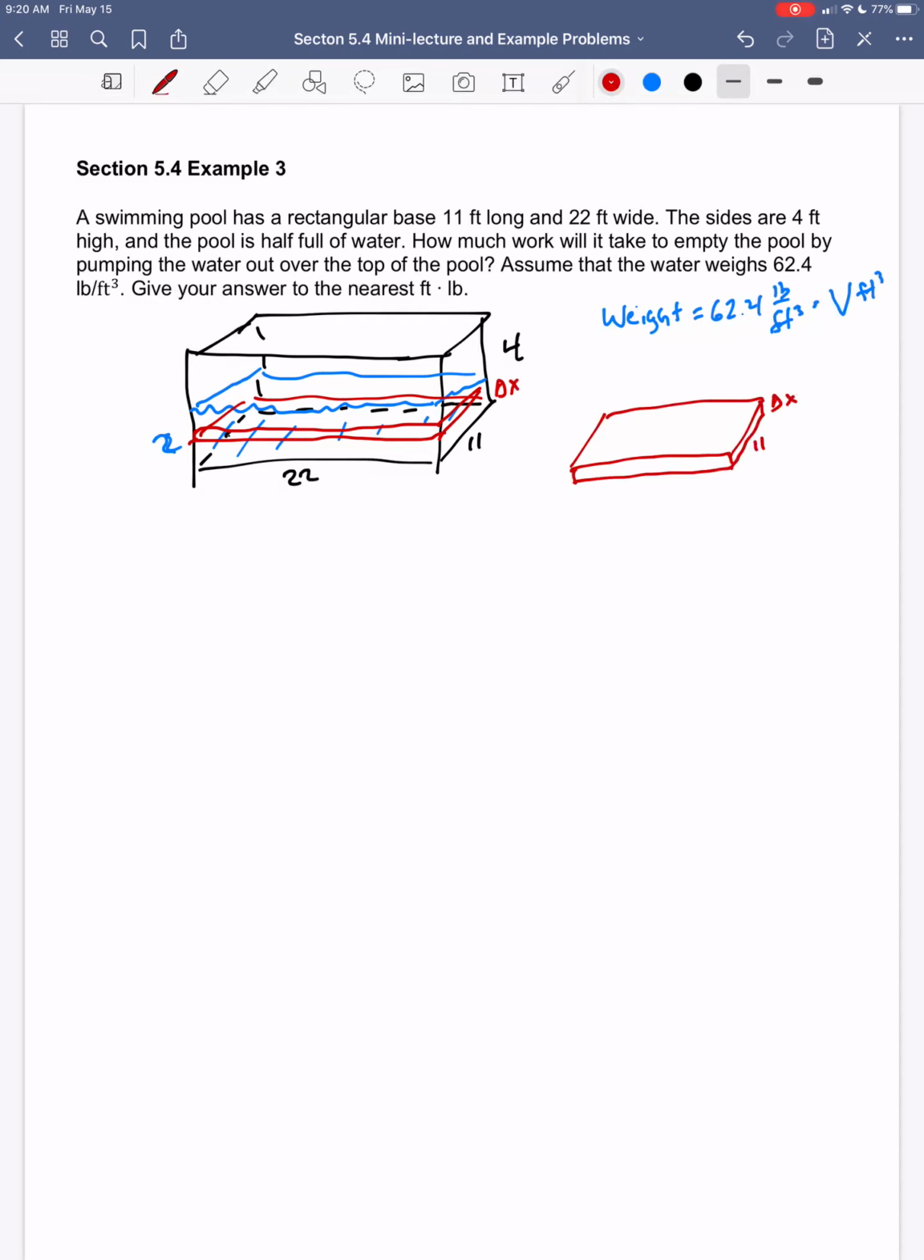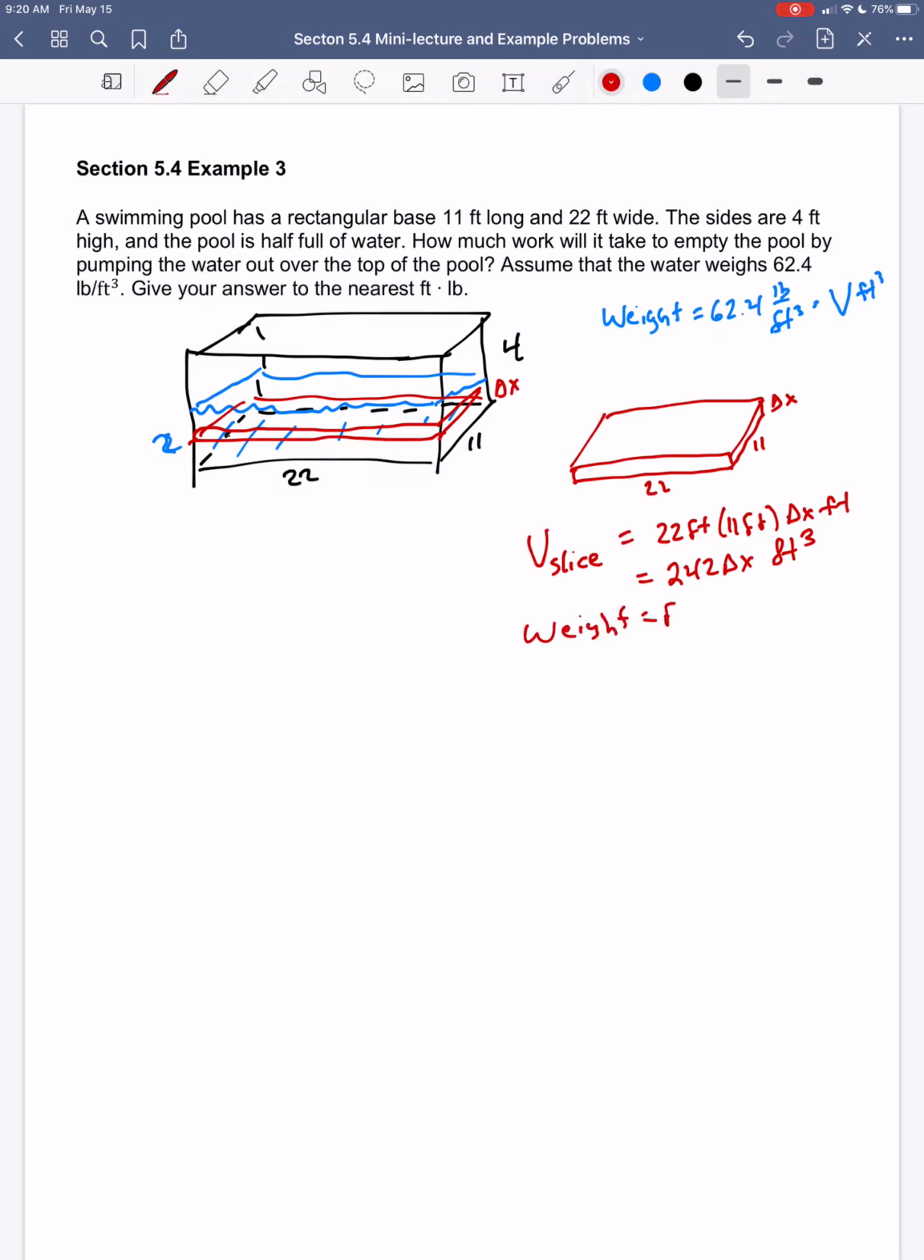Now that's still 11 and that's still 22. So now what's the volume of this slice of water? Well, it's 22 feet by 11 feet times delta x feet. And if I multiply that, 11 times 22 gives me 242 delta x cubic feet.